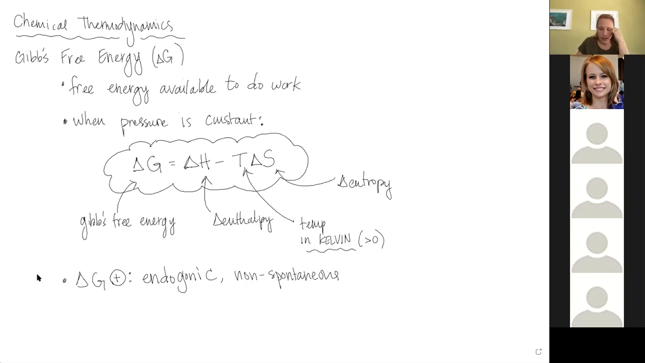Okay, so delta G positive is endergonic and non-spontaneous. Delta G negative is going to be exergonic and considered to be spontaneous. So if delta G is zero, then we are at equilibrium.